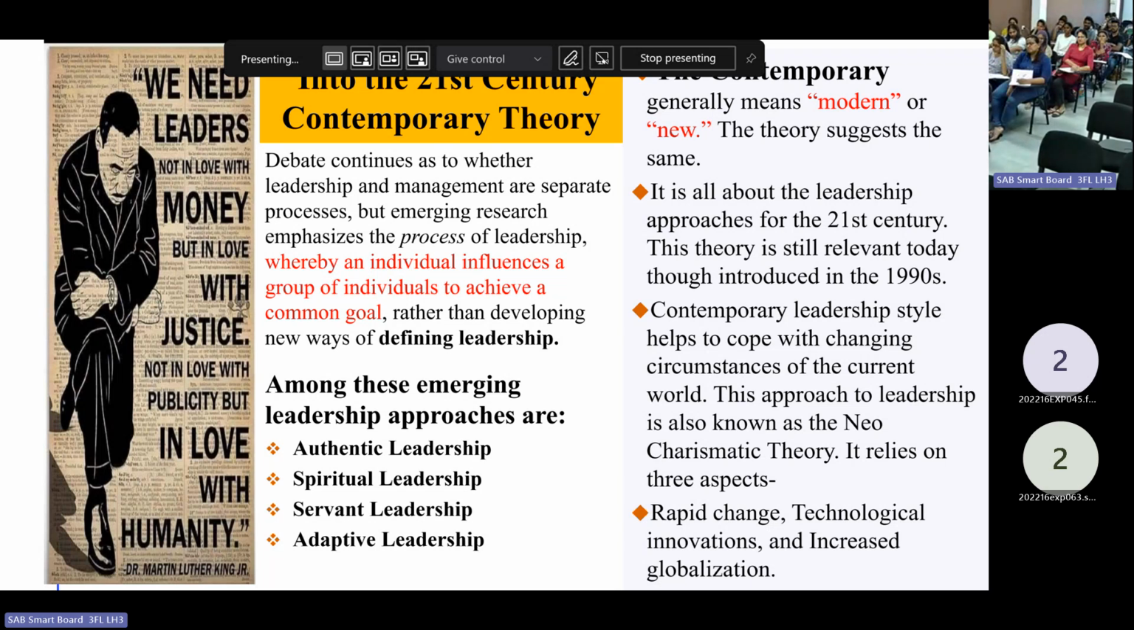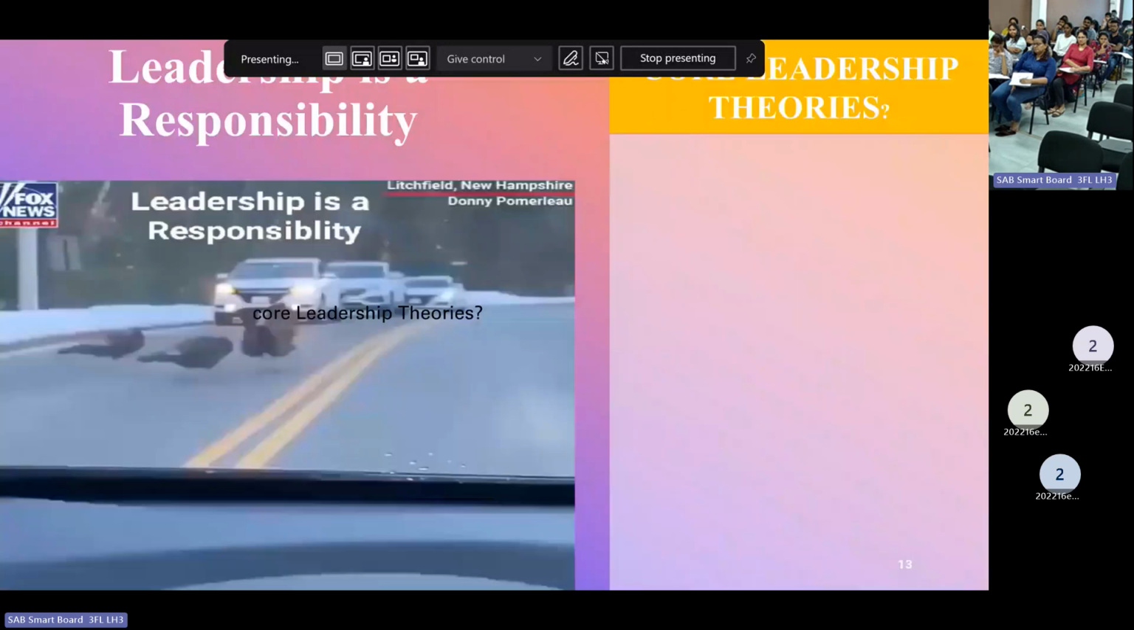So rapid change, technological innovation, and increased globalization. Things are not limited to domestic. Your leadership also has to be globalized. So that's global leadership. I don't teach much, but you should be aware of what is happening. But when you go to FPA, you will learn more.